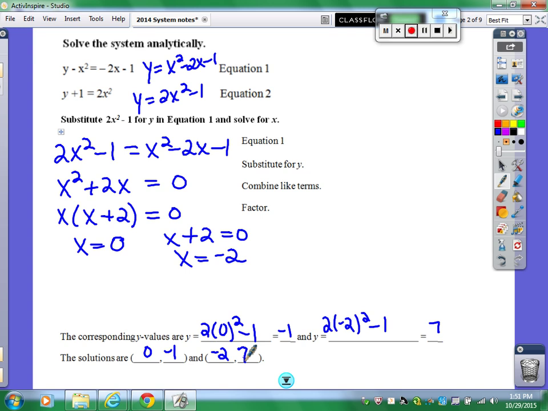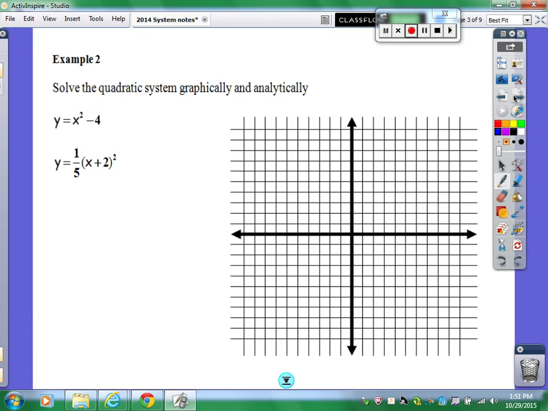All right, let's look at another example. These are already solved for y. Here again, we're going to solve these by graphing, and then we're going to turn around and solve them analytically. You need to know both methods. You can't just focus on one. They're both in vertex form, so they're going to be easy to graph. So 0, -4, and a is 1. And this is -2, 0, and a is 1/5.